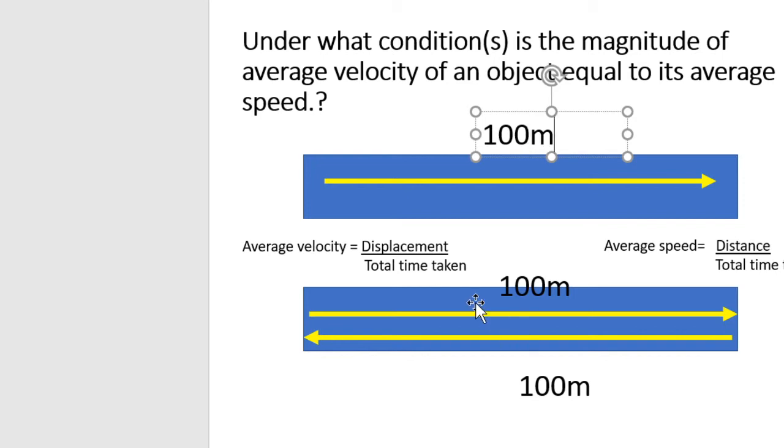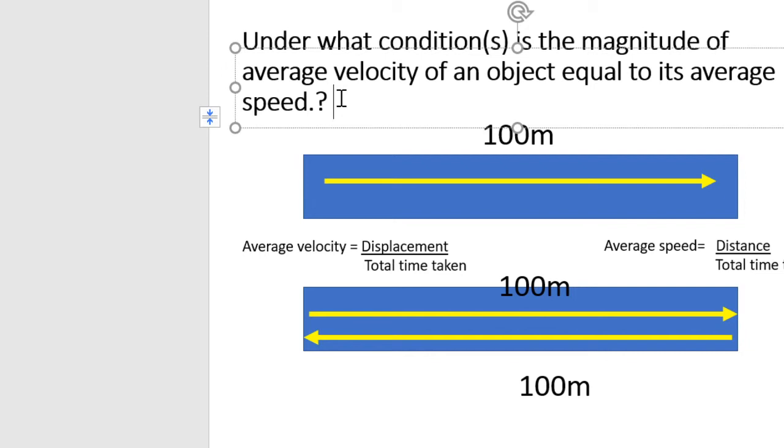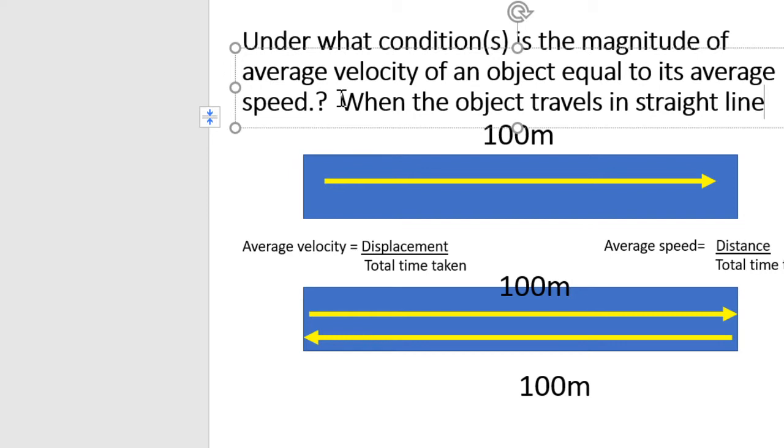So when will both average velocity and average speed be the same? It is very important for you to understand. Only when the distance and displacement are the same. When can that be? Only when a body is traveling in the same direction. So the answer to this question is when the object travels in a straight line. Only in that case when he's not changing his direction, that means both average velocity and average speed are going to be the same. Correct?